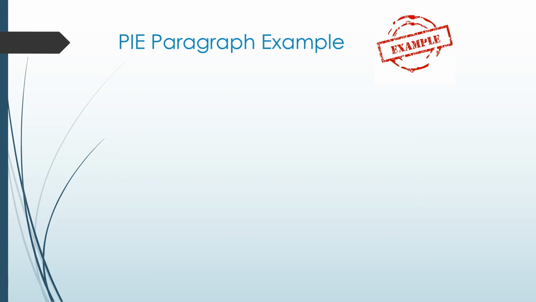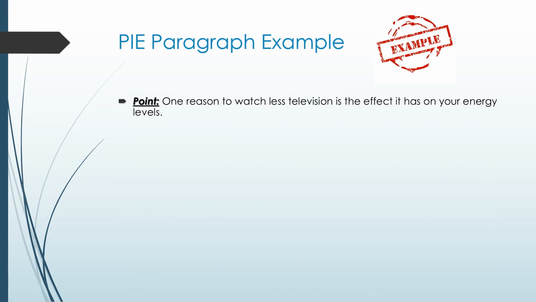Here's another example of pie paragraphing. The point is, one reason to watch less television is the effect it has on your energy levels. This connects so clearly to the thesis that we can actually tell the thesis is about how we should watch less TV just from reading the topic sentence, and we know the supporting argument that's going to be discussed.